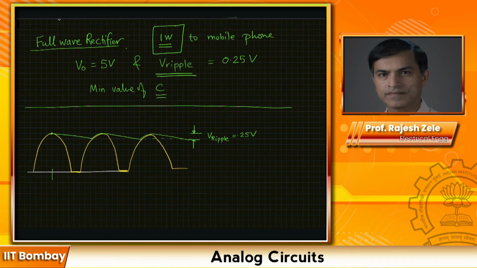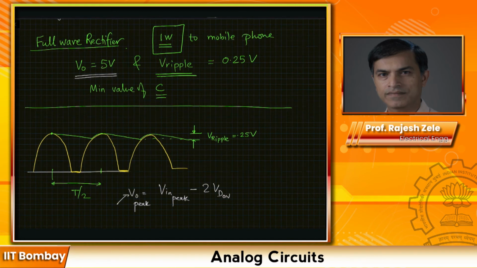We know that since it's a full wave rectifier, this period is equal to T divided by 2. This period is equal to T divided by 2. So here we know the final output voltage V0 is equal to 5 volts. So we have to backtrack from this information to our peak voltage, and for a full wave rectifier we know that V0 peak is equal to V in peak minus 2 times Vd on.